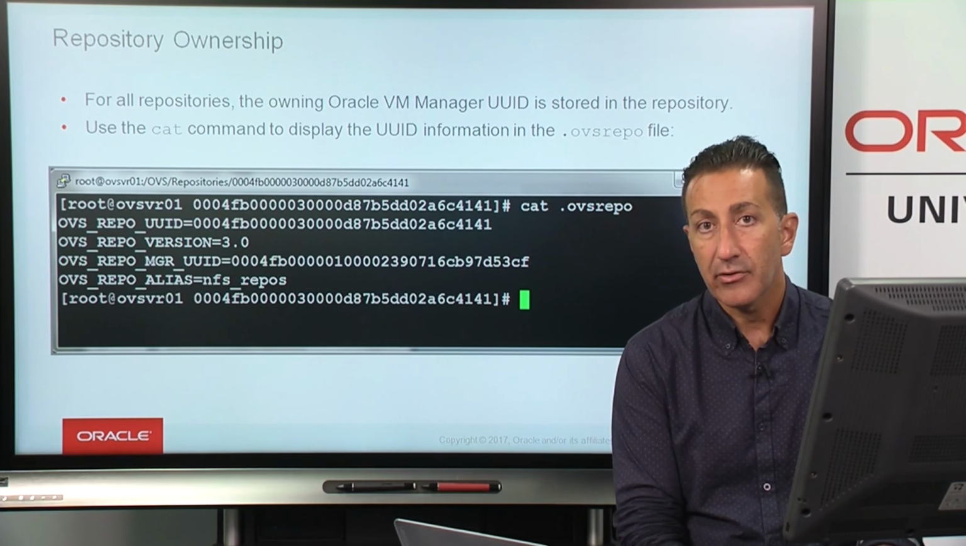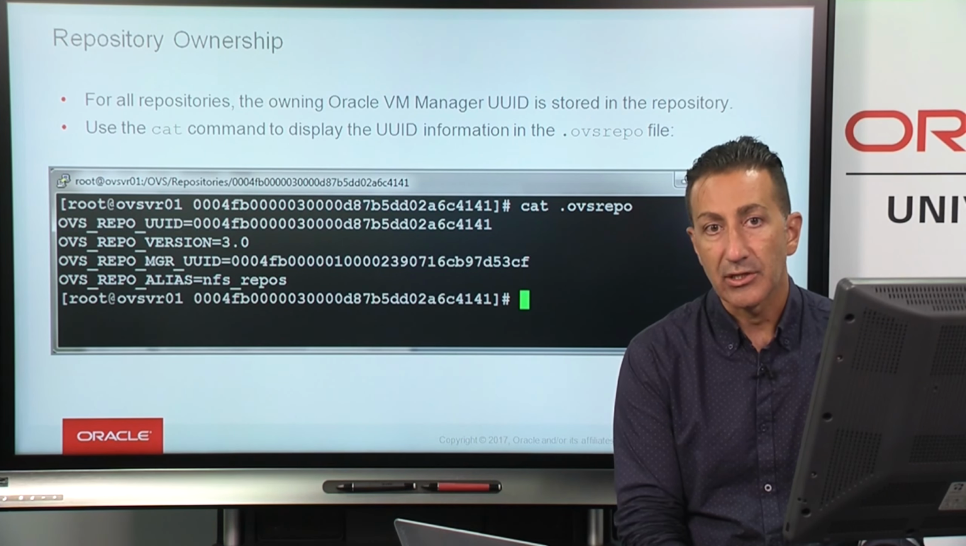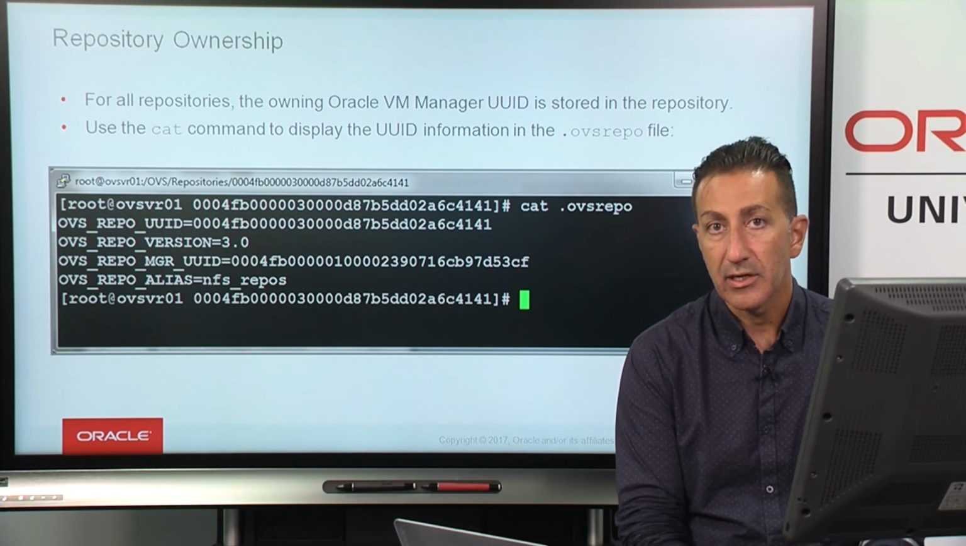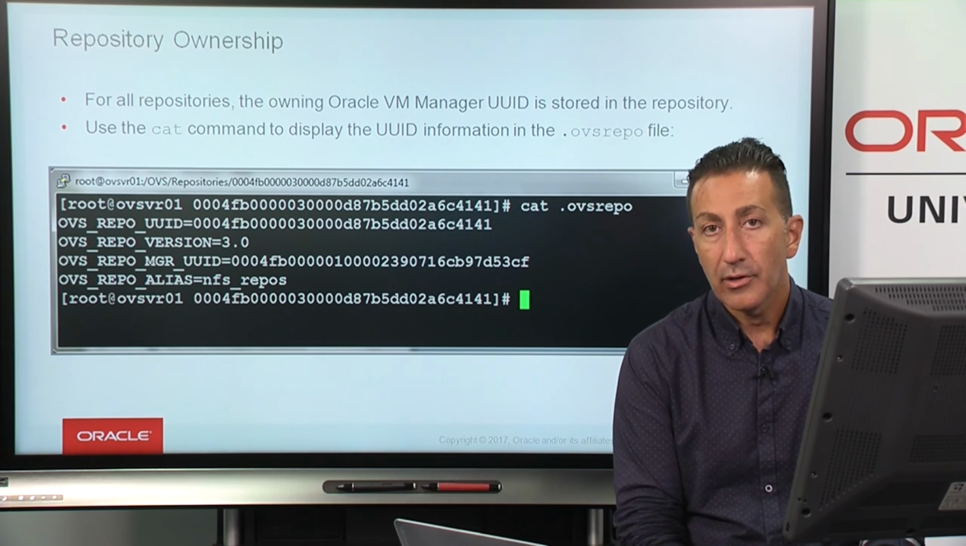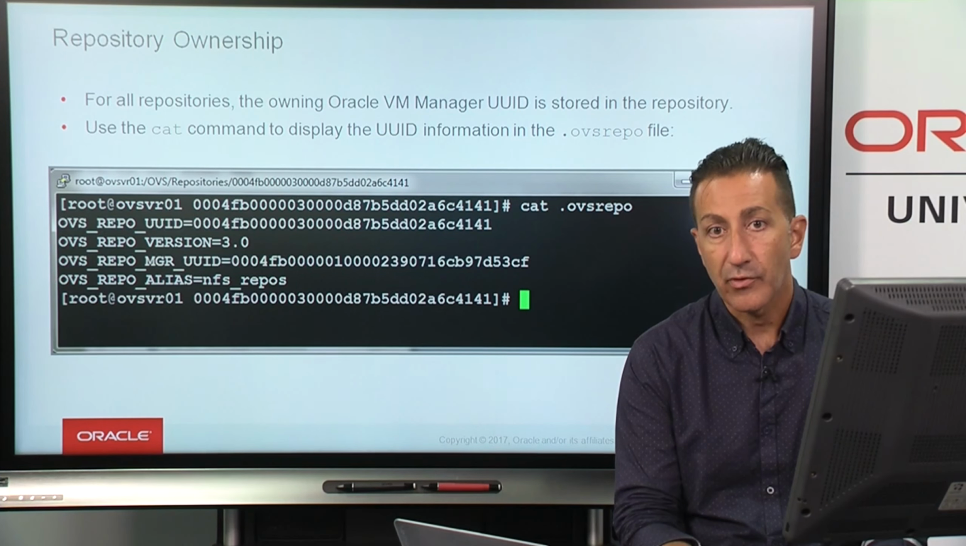And this directory contains a hidden file, which is the .ovs-repo file. So with the cat command, for example, you are able to display the universally unique identifier information. As you see in this example, you get the repo UUID, which identifies this repository uniquely, and also you get the repo manager UUID. This is the unique identifier of the manager that manages, controls, discovers, and works with this repository. And also, for example, the alias to identify which name this is.